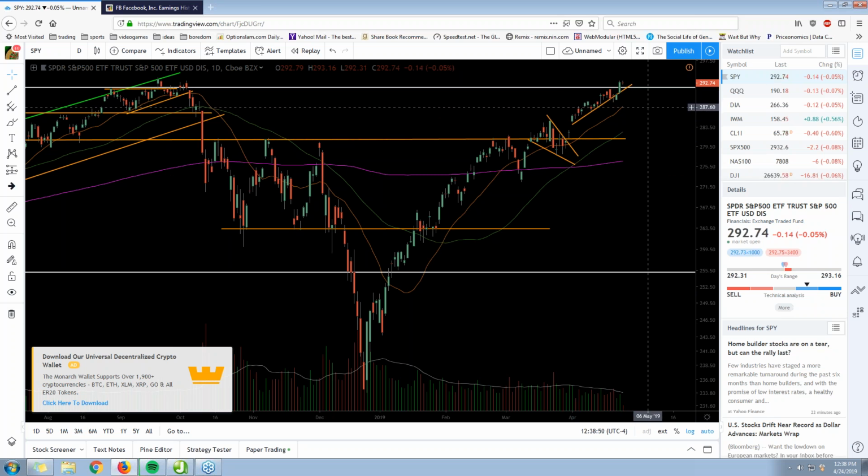If we do get a pullback, then I'll want to see where we go back down to and what kind of support is confirmed once we hit these levels that I'm about to point out. So on the S&P 500, as I mentioned last week, and I'll mention again this week, I think the first pullback will be just to the 20-period moving average.